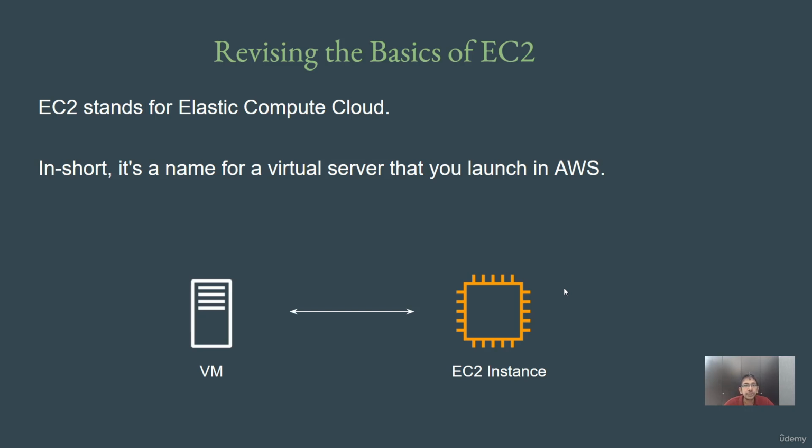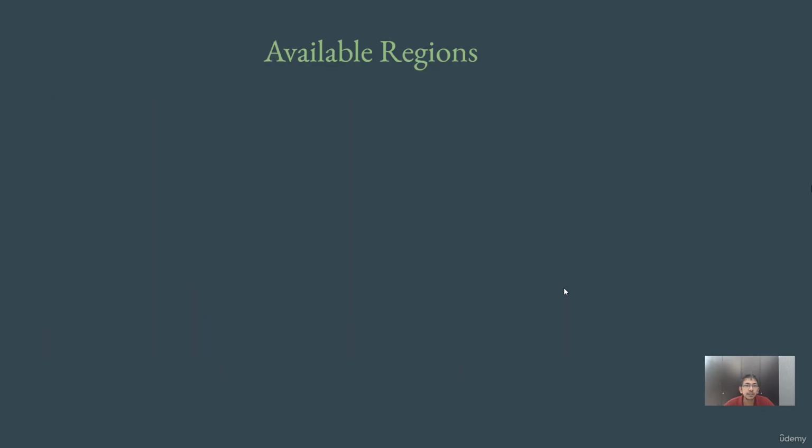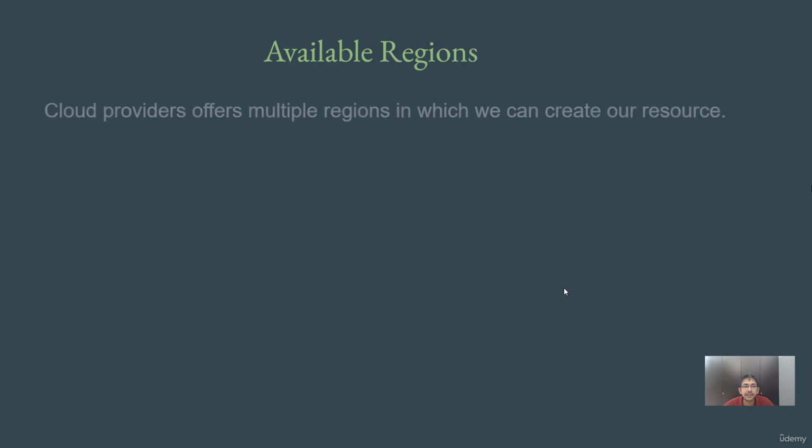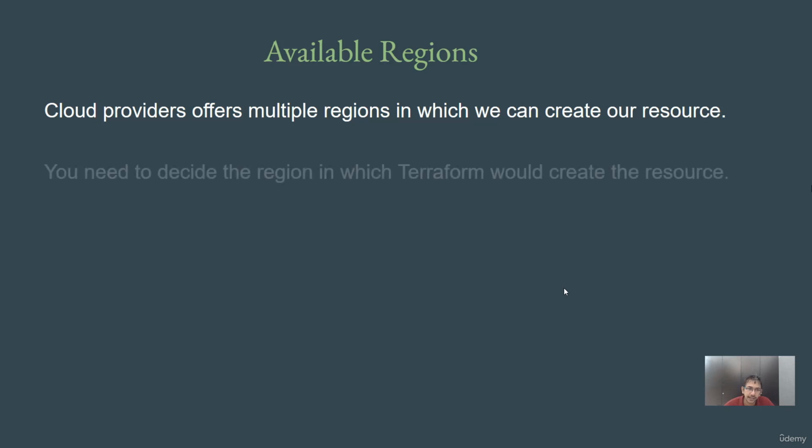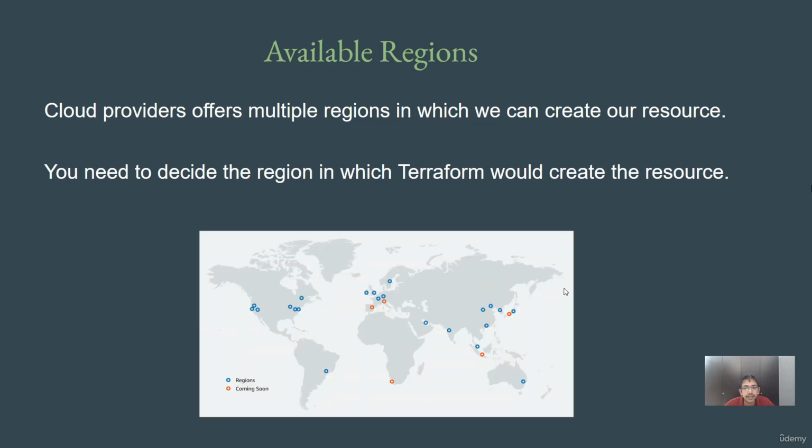Now, whenever you are creating a new virtual machine or a new EC2 instance in AWS, there are certain considerations that you have to keep in mind. The first primary consideration is related to region. Now most of the cloud providers support multiple sets of regions. It can be in Asia, Europe, Africa, Australia, US, etc. So whenever you create a new resource like a virtual machine, you need to select in which region you want to create the resource.